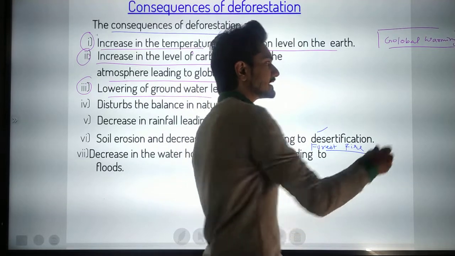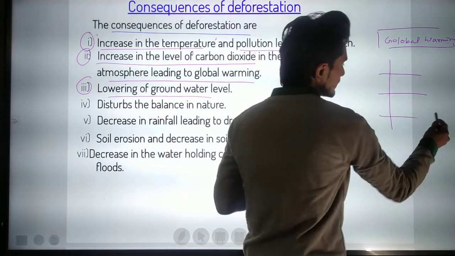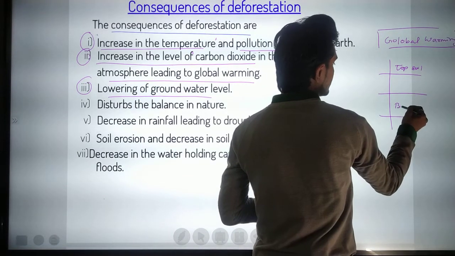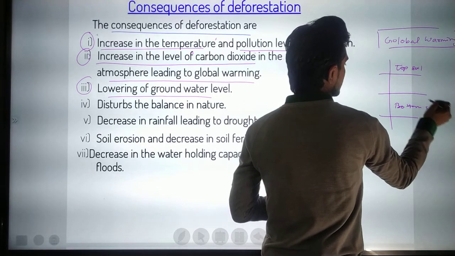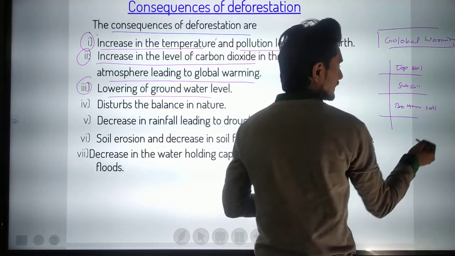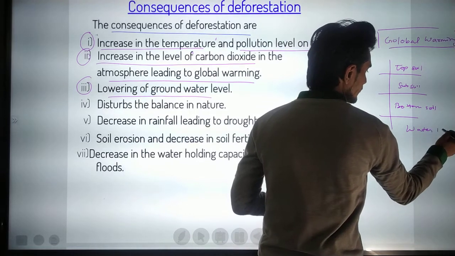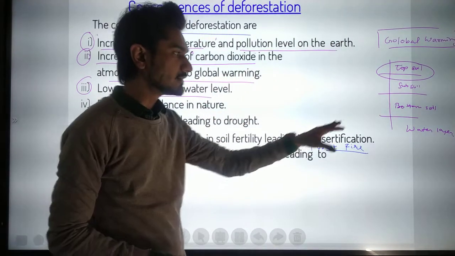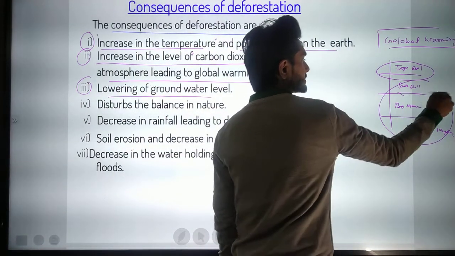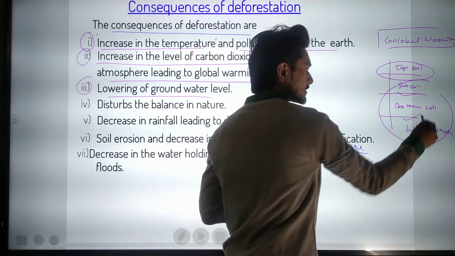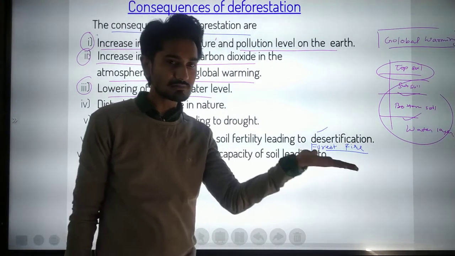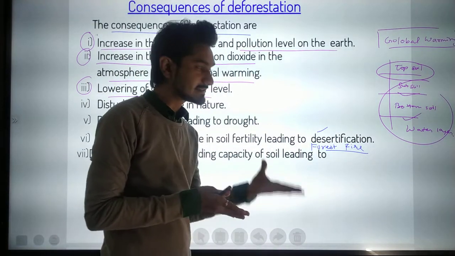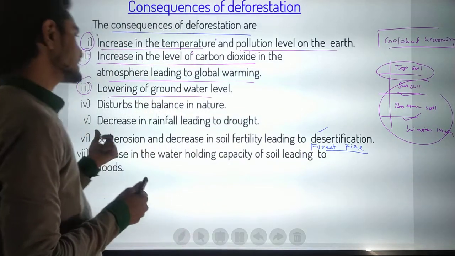In the standard, I think you are learning in standard 7, there are 3 layers of soil: the top soil, the bottom soil, and the subsoil, and then there is a water layer. So we are removing this top soil, and so we are lowering our water layer. After some time, the subsoil layer will also vanish, and the bottom soil layer will also vanish. The water level comes down, so that's the reason.